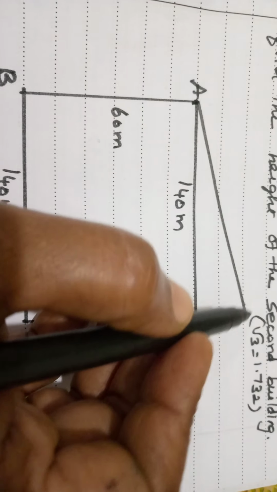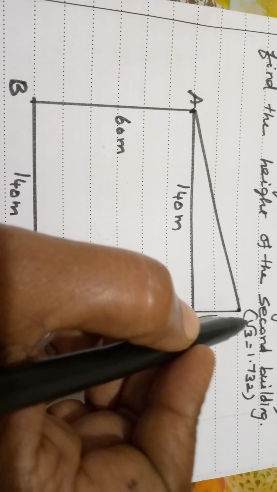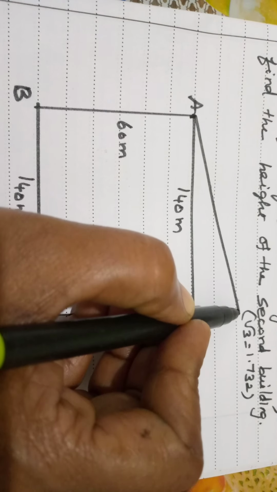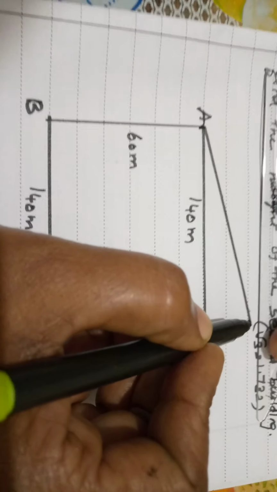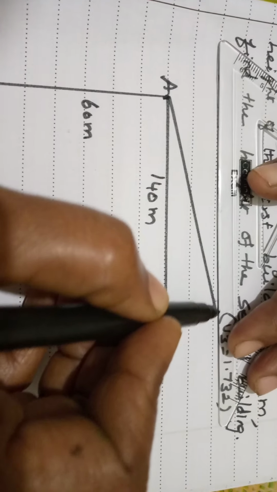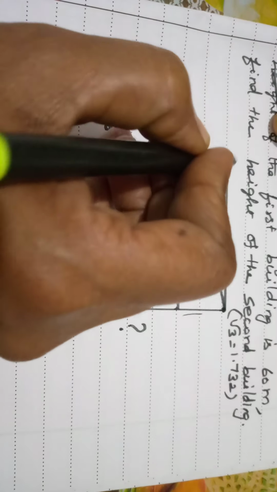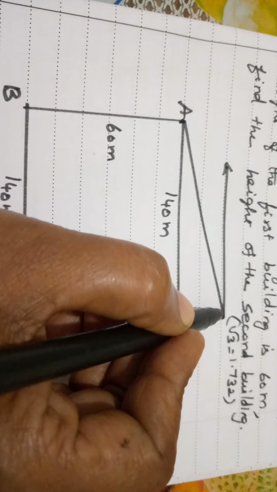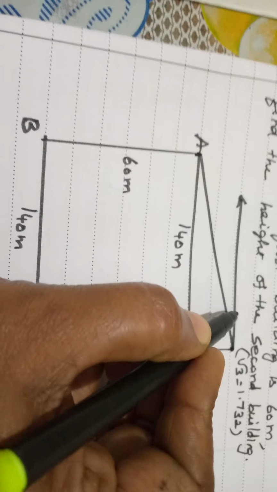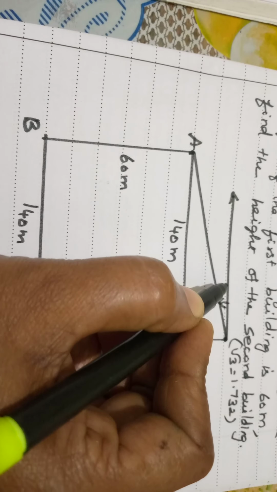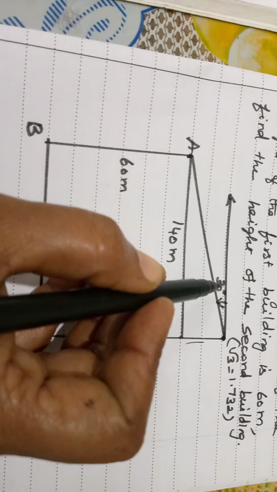Angle of depression is given through eye level. It is the eye level. Through eye level we have to draw the horizontal line. For angle of depression, horizontal line, and the line of sight. The angle between the line of sight and the horizontal line is known as angle of depression. Okay, 30 degree angle of depression.